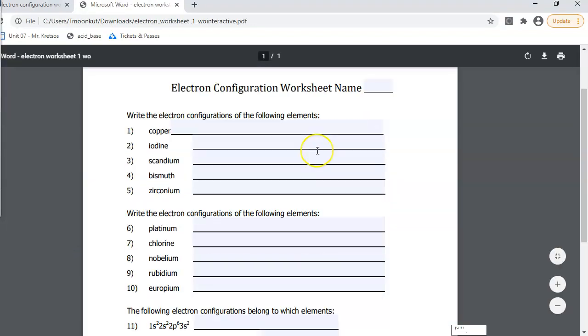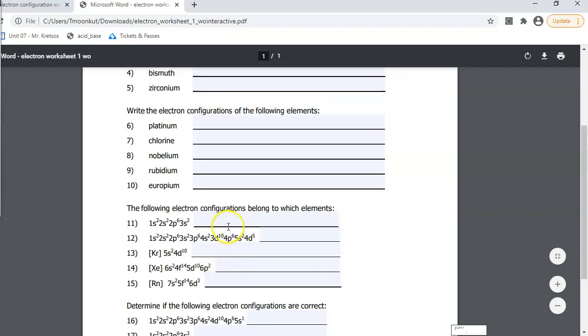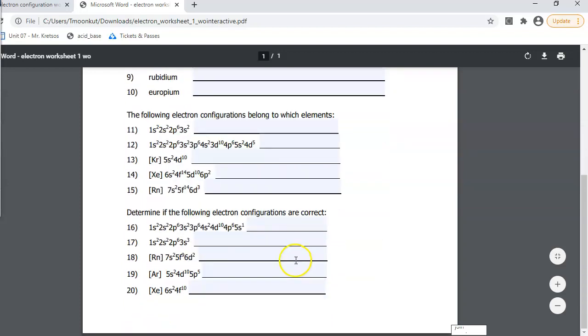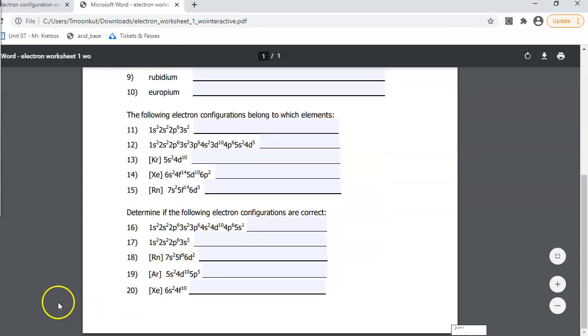The reason I say you should is that 16 to 20 is just seeing which one's correct. 11 to 15 is adding up your subscripts and telling what element it belongs to. And these are just writing the configurations. So you only have 10 configurations to write. And then these other things. So yeah, you'll probably get it done. All right. I'm here if you have any questions.